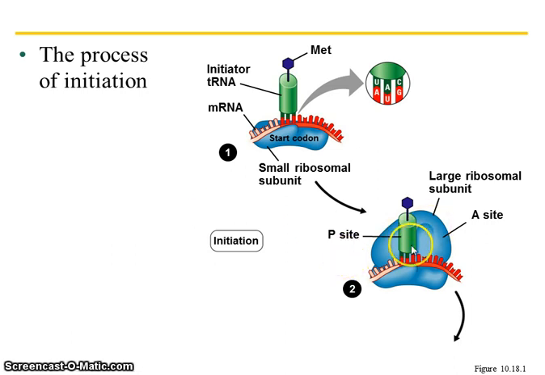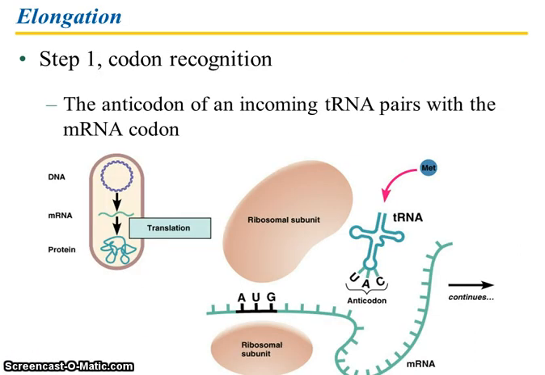You've got 2 different parts here for where the tRNA, the transfer RNA, can come in to bring the amino acids. The first site is the P site, and then you've got the A site. They come into the A, and then they shift over to the P. And we'll look at that during elongation.